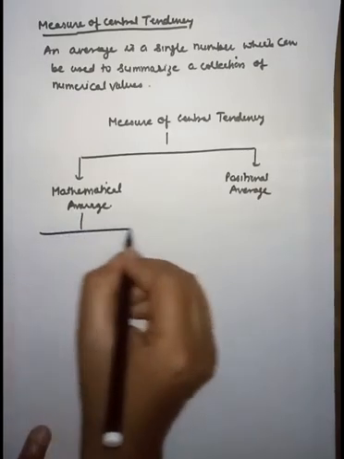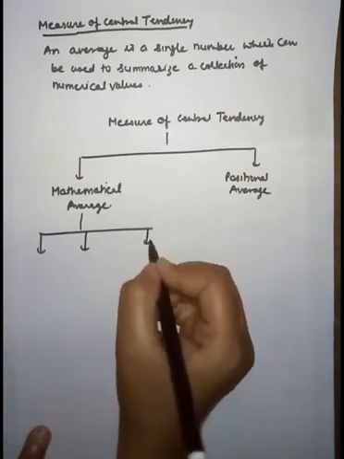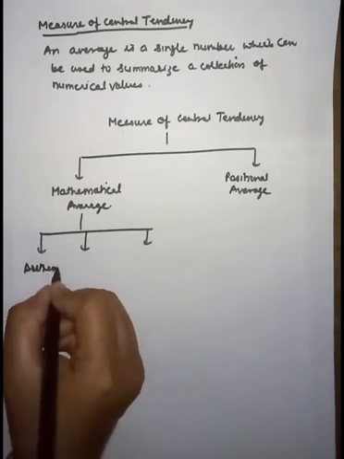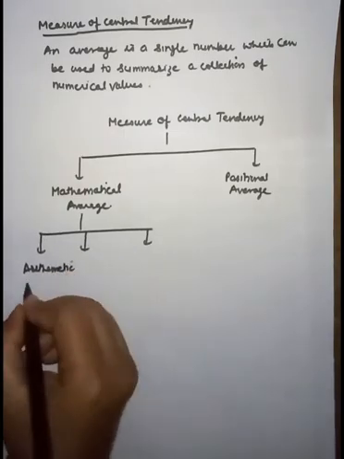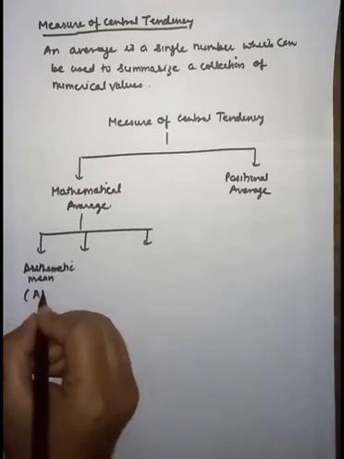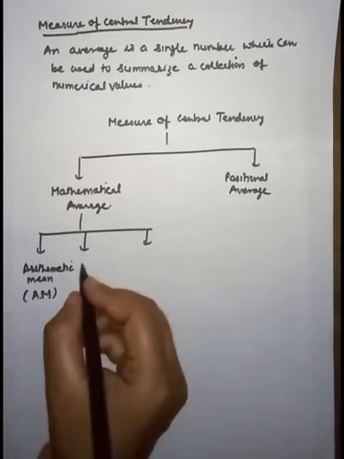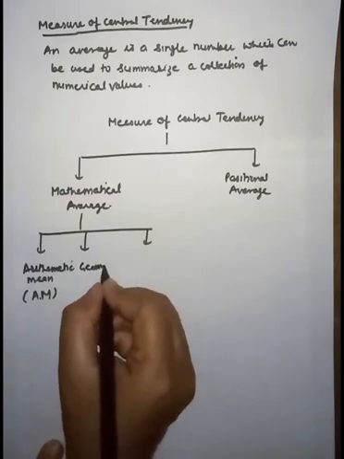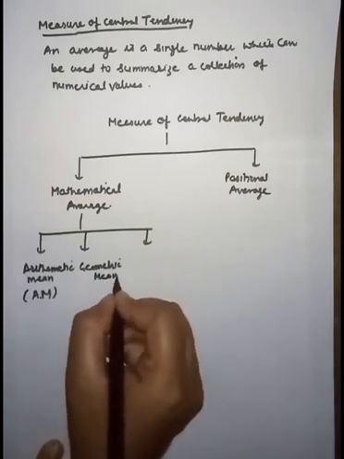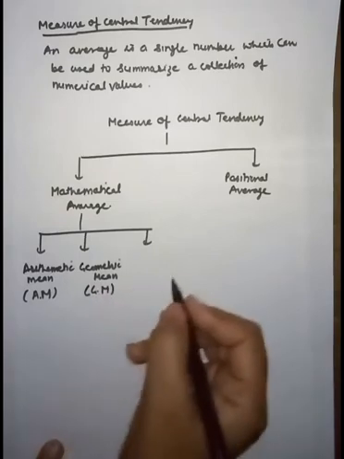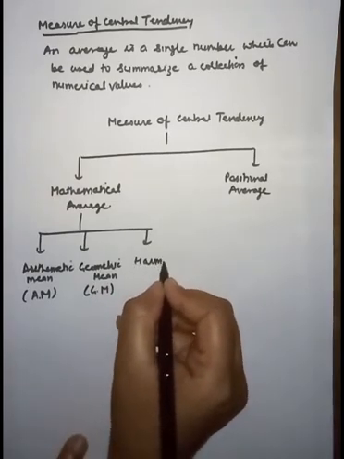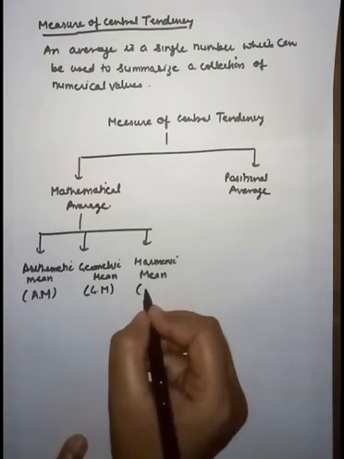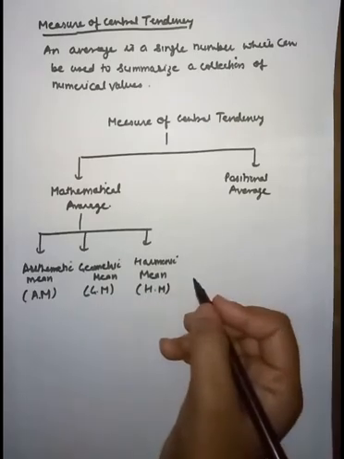Mathematical average is of three types. First one is arithmetic mean, in short you can write AM. And second type is geometric mean, in short GM. And third one is harmonic mean, in short it is written HM, right?